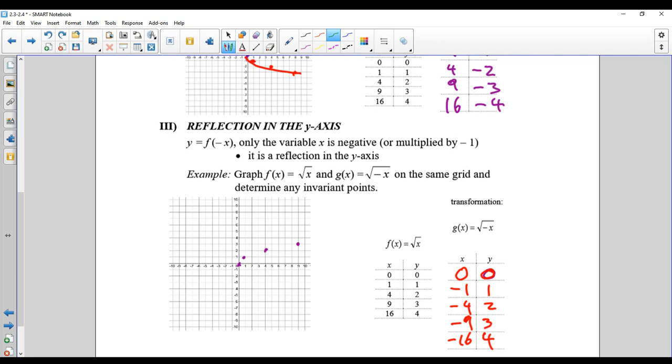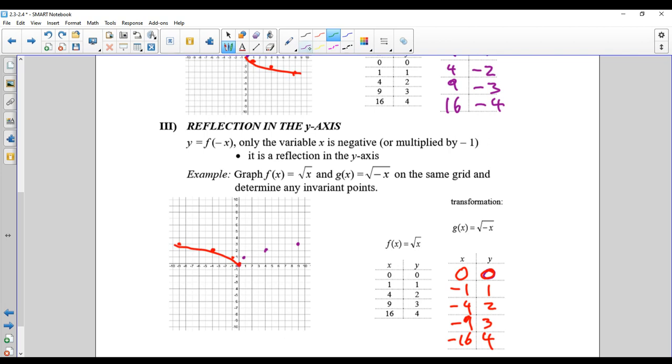Okay? So that means that the function is going to look more like this. And remember, what we're doing is we're actually putting a minus in front of each one of these x values first. That's what we're doing. So that means that 0 is still 0. Minus 1 is now 1. Minus 4 is now 2. Minus 9 is now 3. So it looks something like that.